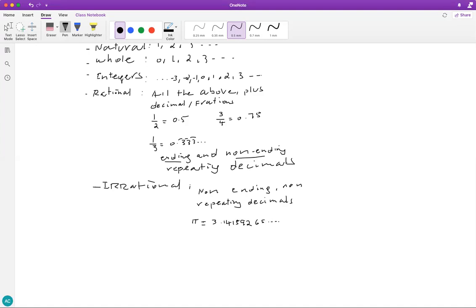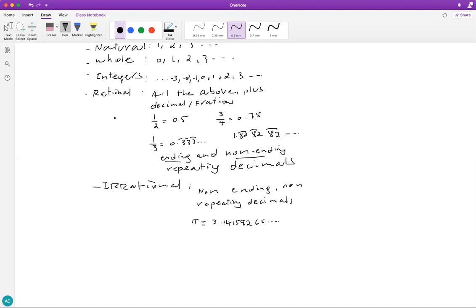You can see there's no pattern here. Just 14, 15, 92, just random numbers. So it doesn't end, it does not repeat. That's what makes it irrational. As opposed to this one, which is non-ending, but it repeats in a pattern. For example, here 333, or it could be some decimal like this. Let's say 82, 82, 82. That does not end, but it repeats in a pattern like this. Or it could be 3 digits that repeat.